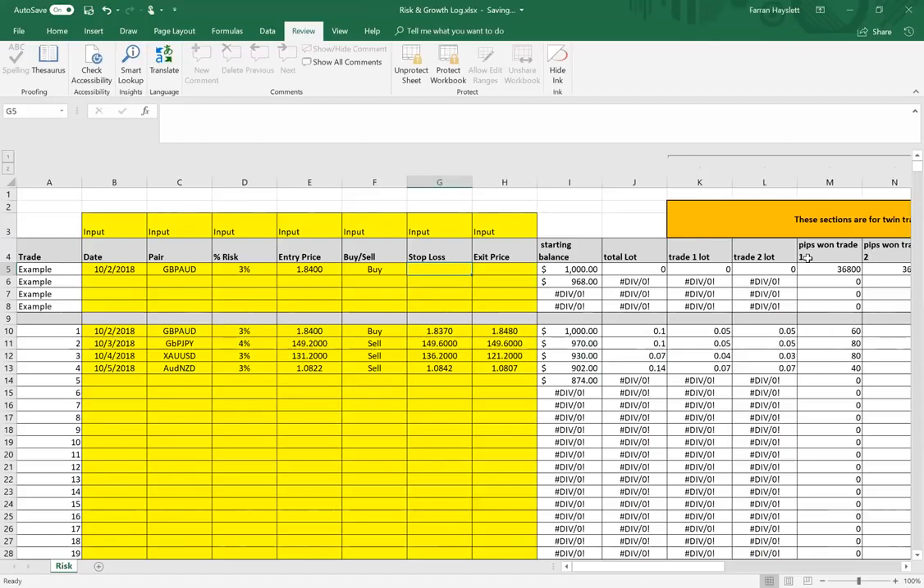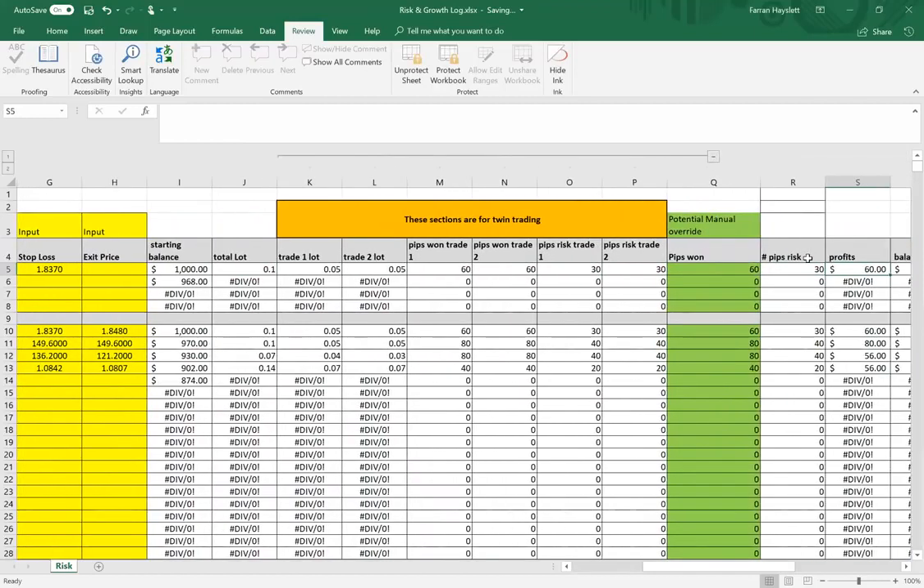Let's say my stop loss, here's the analysis, should be at 1.8370. Well, how many pips is that? Well, look, if I go over here to the left in column R, it tells me that my risk is 30 pips. It calculated that for me, 30 pips. If you don't know that by just looking at it, this column will now calculate that for you.